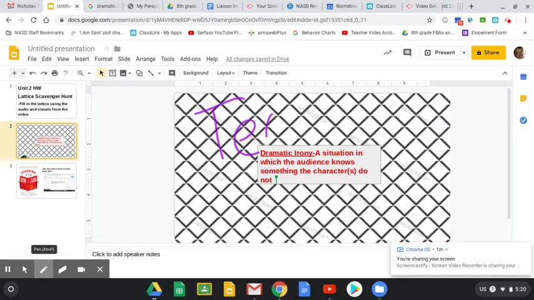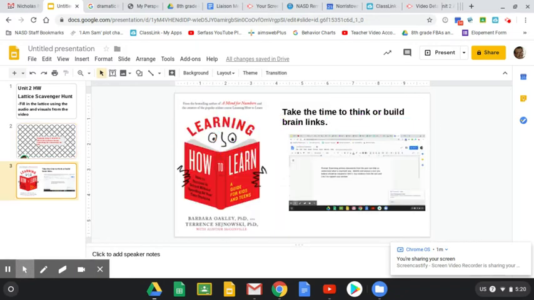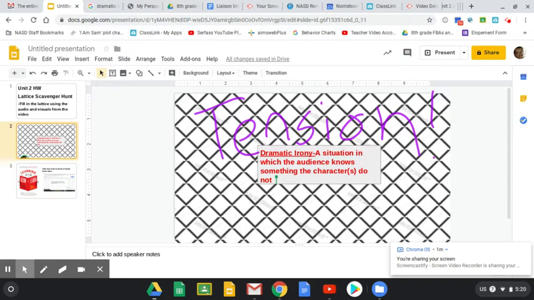Tension. Obviously, you're not putting a giant tension. You're just writing it again and putting a big exclamation point next to it because that's one of the more important things for us to remember about this, okay? So, as we write on our lattice and fill in every other part, please make sure you are taking a moment to try and get it to stick in your head. It's worth taking the time.